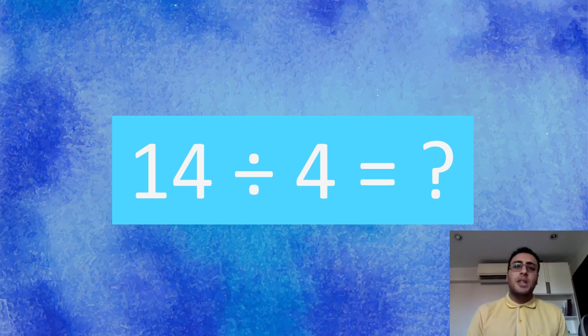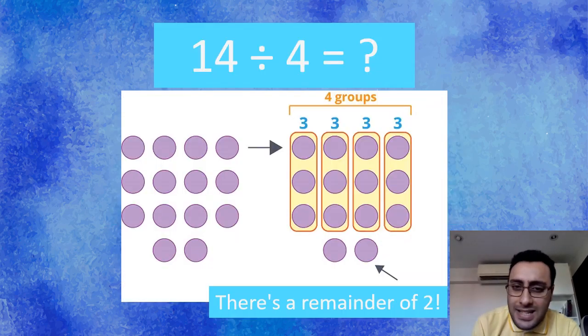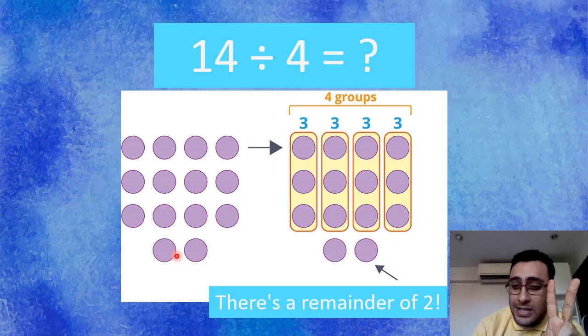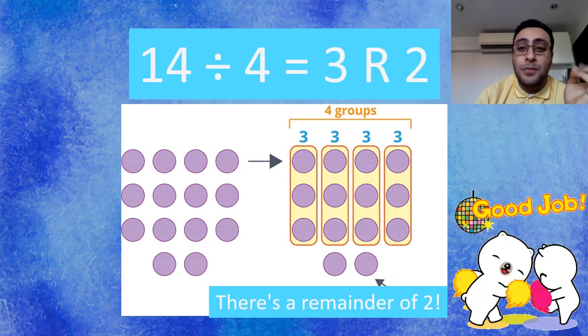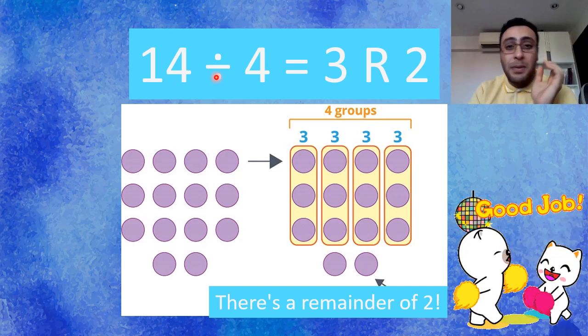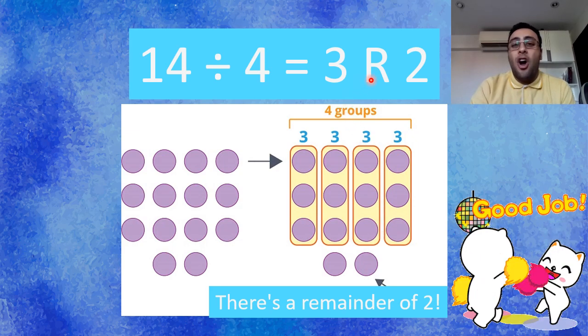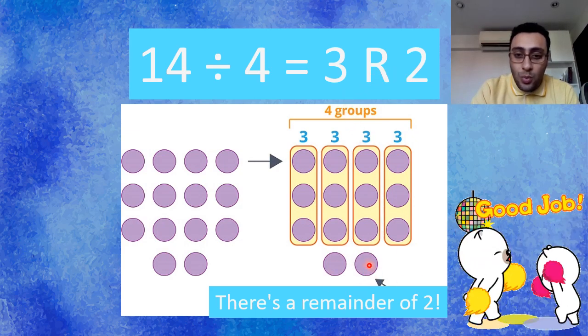So, let's do this one together. 14 divided by 4. Can you do it? Let's see. We have 14, right? 1 group, 2 groups, 3 groups, 4 groups. They're all 3, right? 3, 3, 3. But this one, there's only 2. So we have a remainder of 2, right? So it's R2. The full answer is 14 divided by 4 equals 3 R2, because we have 2 remainders.